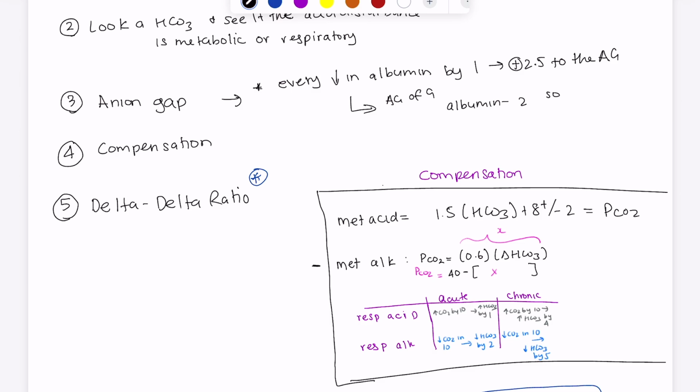From 4 to 3, it's a drop of 1. 3 to 2, it's a drop of 1. So a total drop of 2. So 2 times 2.5 is 5. So I add that to the anion gap of 9, and my gap actually is 14. So that's a quick little caveat to remember.